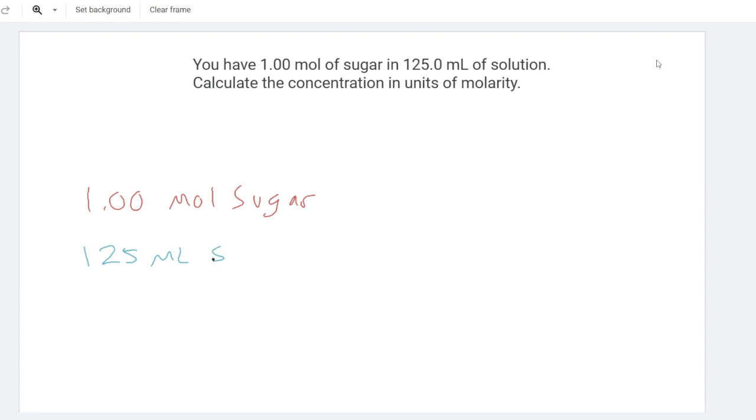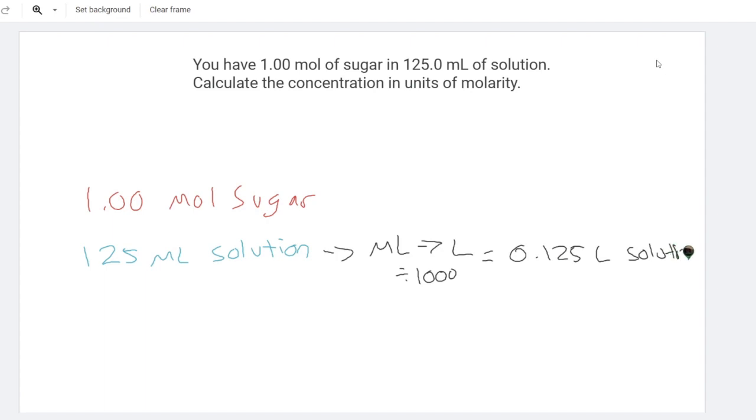Now, one thing you must realize here is, as mentioned earlier, the definition of molarity requires moles over liters. And in a problem where you don't have a solution that is measured in liters, your first goal should be to convert it into liters. We're going to do our conversion from milliliters into liters by simply dividing by 1,000. And the result that gets us is 0.125 liters of solution.